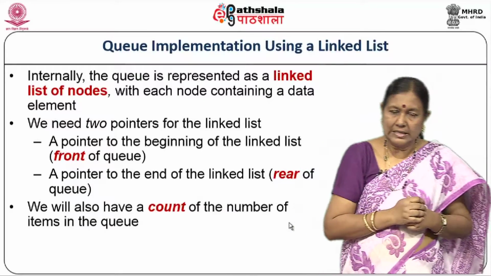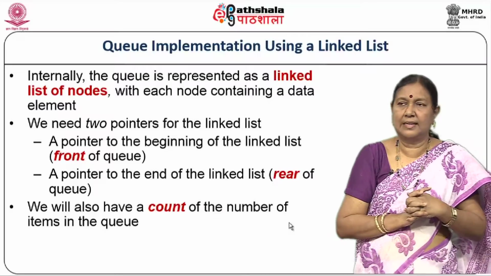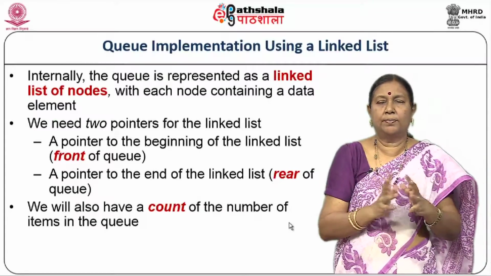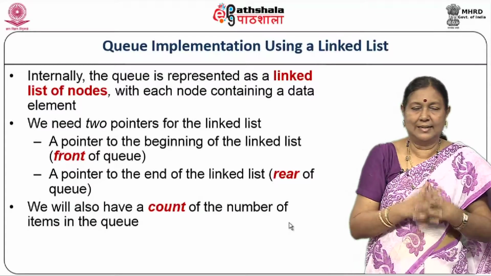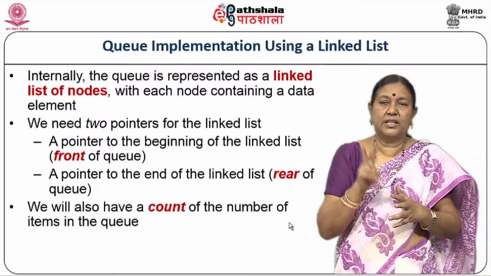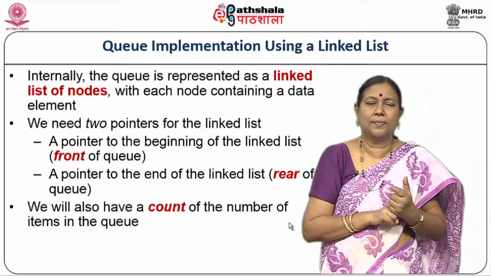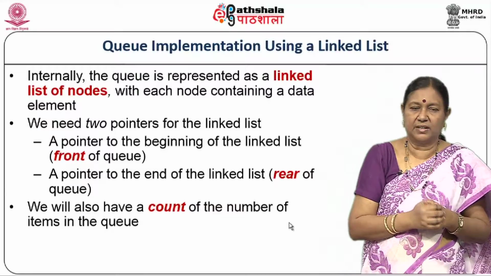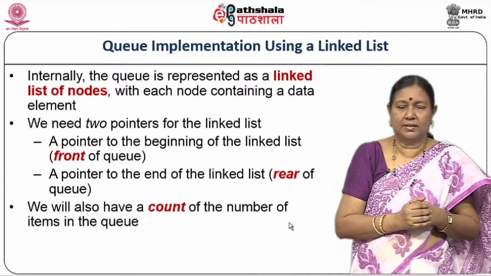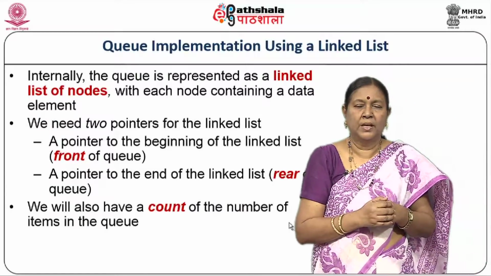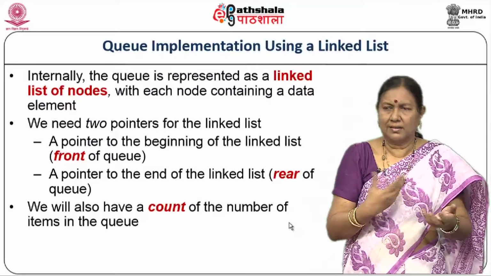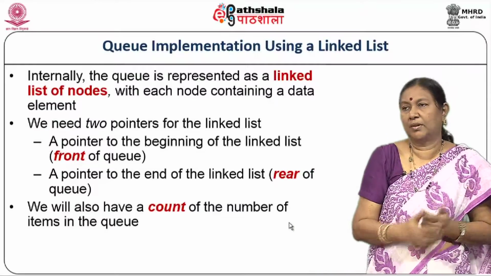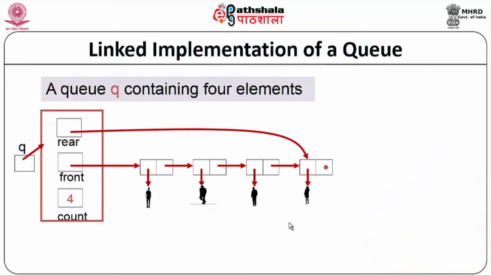Now, we go to the linked list. Internally the queue is represented as a linked list of nodes with each node containing a data element, just like any linked list implementation. However, we need 2 pointers for the linked list. One is a pointer to the beginning of the linked list called the front of the queue, and a pointer to the end of the linked list called the rear of the queue. We will also have, if you need, a count of the number of items in the queue. So, this is the linked list implementation, a queue containing 4 elements.